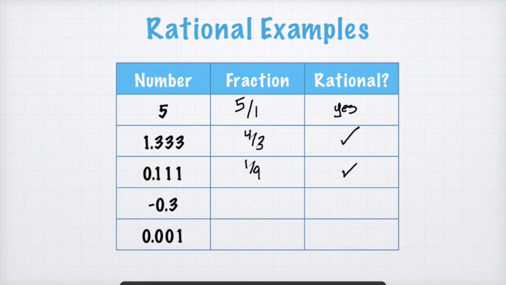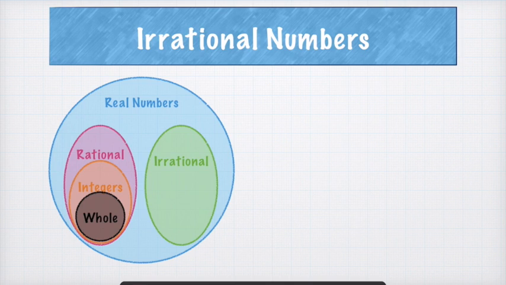We have negative 0.3. This has a negative number, but that's not that big of a deal. We can write that as negative 3/10, and that is a rational number. 0.001, well, that is actually 1 over 1,000, which again, since we can write it as a fraction, is a rational number. So these are all examples of rational numbers.